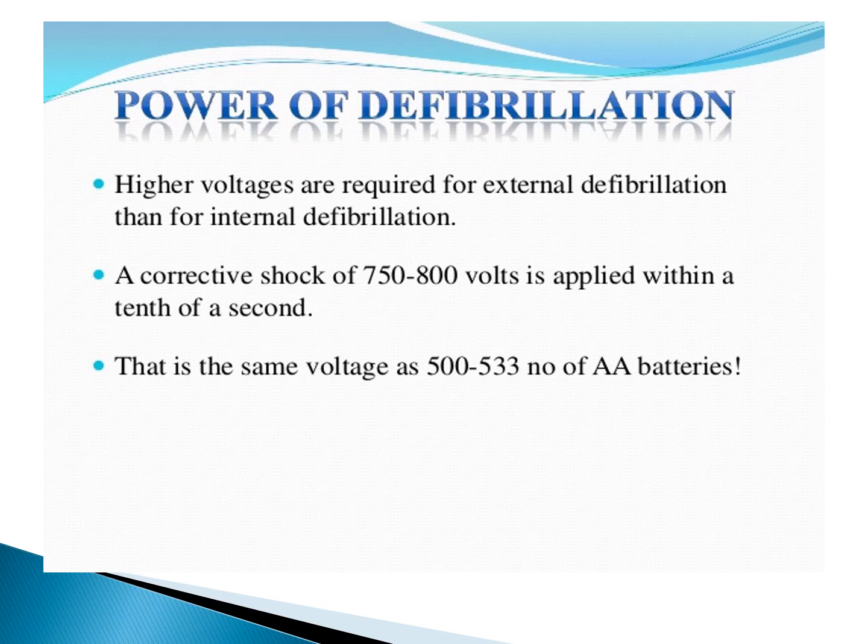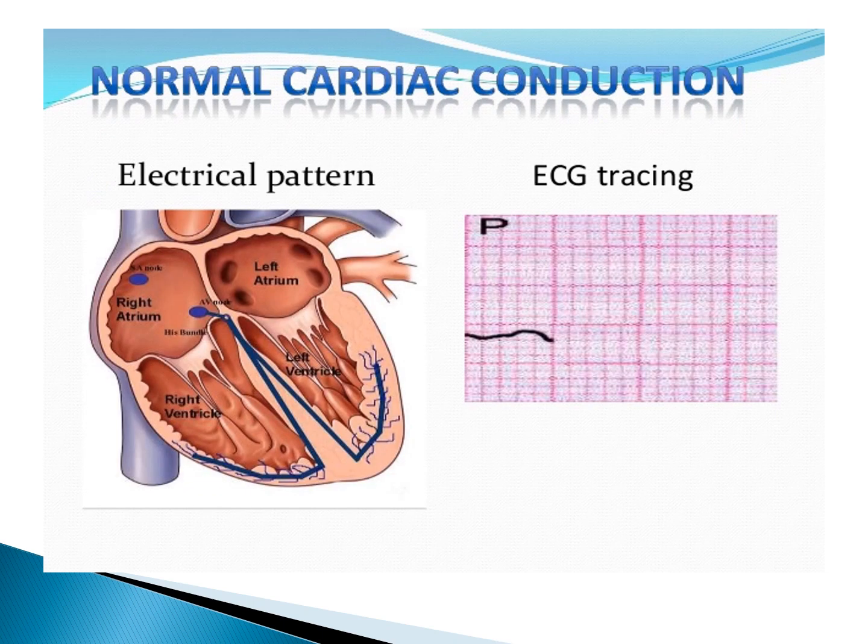Coming to the power of defibrillation, higher voltages are required for external defibrillation than for internal defibrillation. For a corrective shock, usually 750 to 800 volts is applied within a tenth of a second. That is the same voltage as 500 to 533 AA batteries.